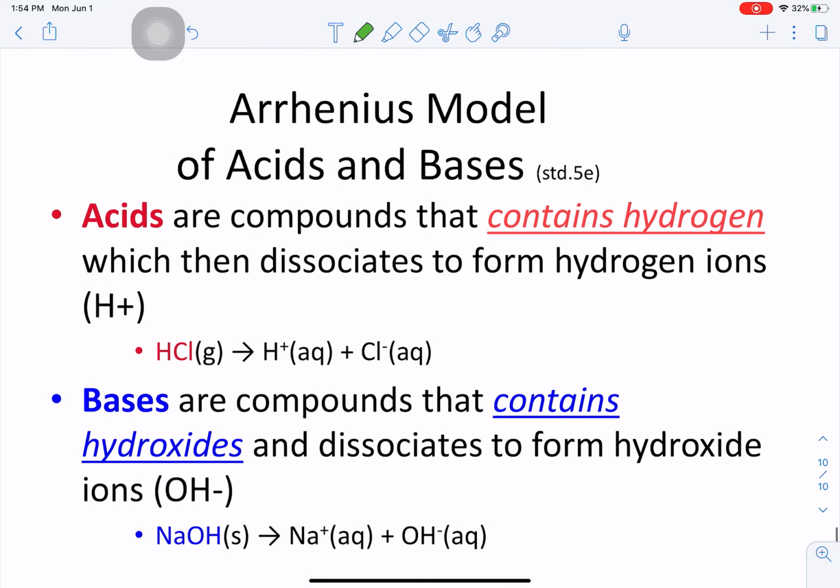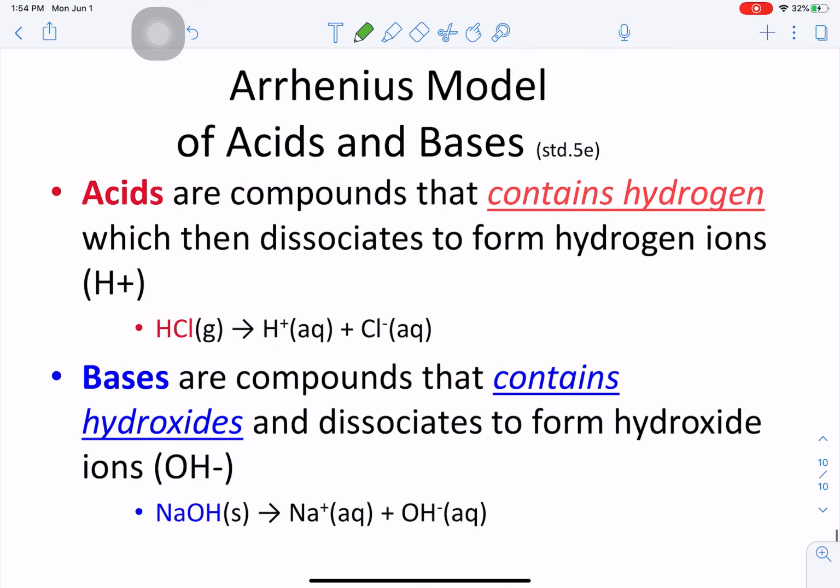And then the final slide here is a new model. So we have the Bronsted-Lowry model. Now, Arrhenius came up with a different model. He's saying, okay, acids are just these compounds that contain hydrogen ions. That's it. We're not saying they donate anything. We're just saying that in solution, there are hydrogen ions if it's an acid. And then he's saying that bases are compounds that contain hydroxides or form that hydroxide ion in solution.